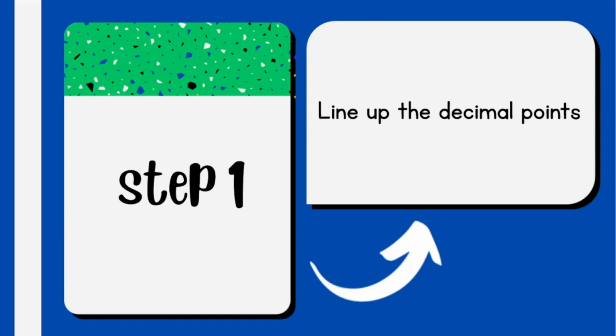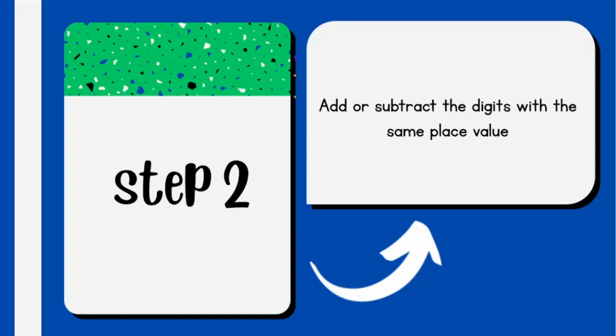After that, you add or subtract, depending on what you're given, digits with the same value. That is, you make sure you place the digits in their right place values. So put units under units, tens under tens, tenths under tenths, hundredths under hundredths, and thousandths under thousandths before you do the addition. So that's the second step.